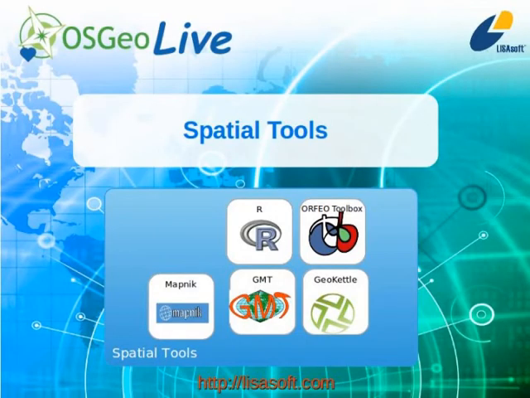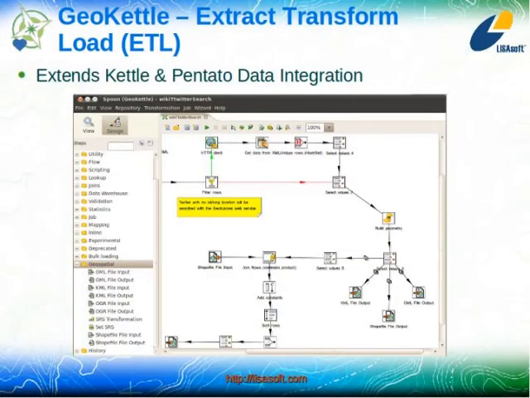Which brings us down to, if I've got enough time, I'll just skim through some of the spatial tools. GeoKettle is an extract transform load tool, which allows you to enter a workflow. This is where you have a repetitive process where you are pulling data out of some form, processing it, running it through an algorithm or two, and then putting it back into another format somewhere else. It has a GUI interface, so you can theoretically hand it over to someone who's not a programmer to set it up and drive it.